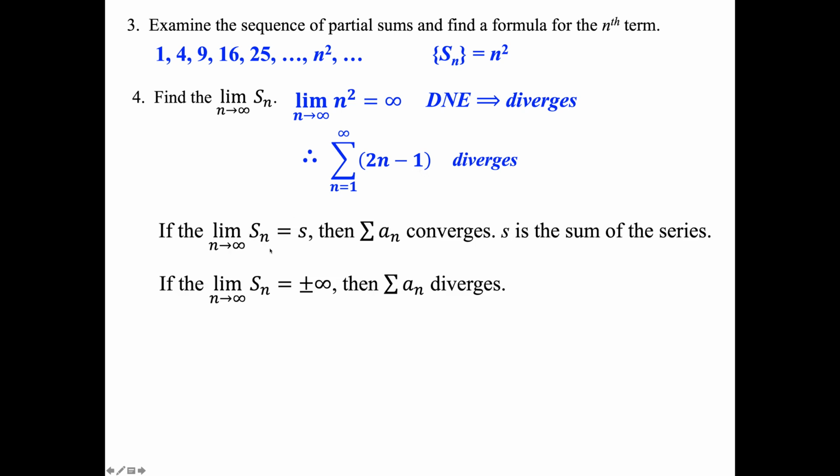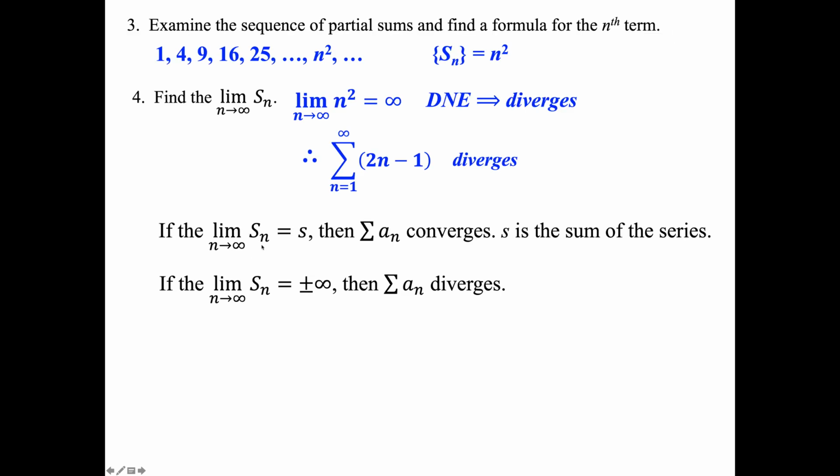All right, so if the limit as n approaches infinity of our partial sum sequence is equal to that little s we said, then that summation of the original sequence is going to converge. And that little s is going to be the sum of your series. If we get positive or negative infinity for our limit, then everything diverges, even the original sequence function.